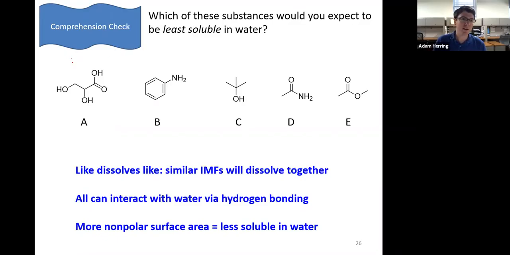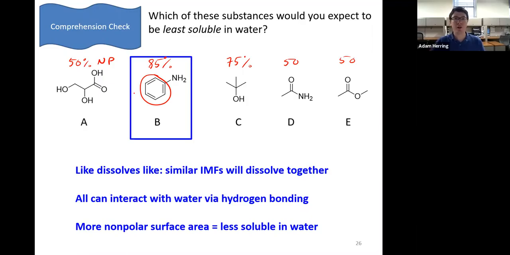So we might say here that this is somewhere around 50% nonpolar, where this is much, much higher. This is maybe 80-85% nonpolar. It has a very large nonpolar ring. This might be 75% nonpolar. This is much, much smaller, closer to 50. Now, the exact values here, I'm just making up numbers that look reasonable based on the structures. You should be able to tell that this region here is definitely larger than any of the other nonpolar regions. Therefore, B is going to be the least soluble in water.